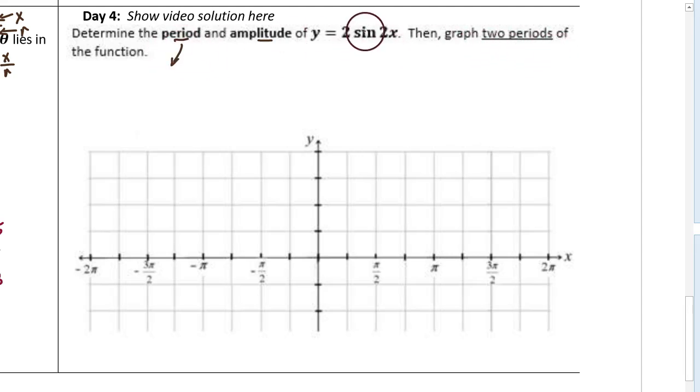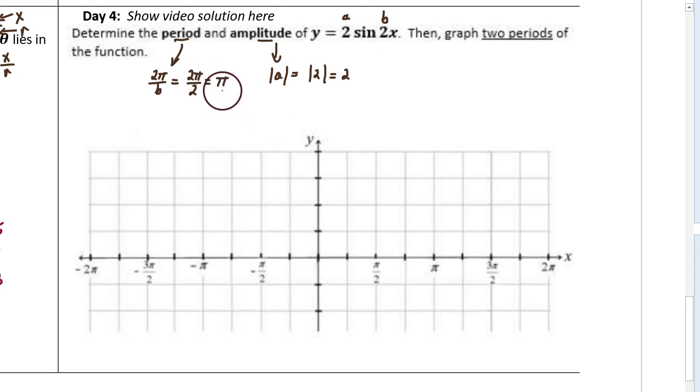To find the period of a sine function, we use the formula 2 pi divided by b. In our equation, this number is a, this number here is b. So the period would be 2 pi divided by 2, and that's equal to pi. To get the amplitude, the formula is the absolute value of a. And so we have the absolute value of 2, which is equal to 2.